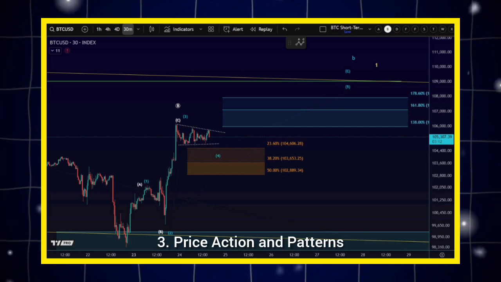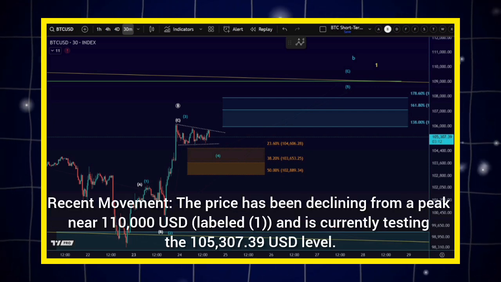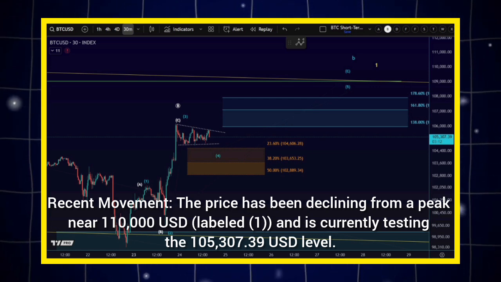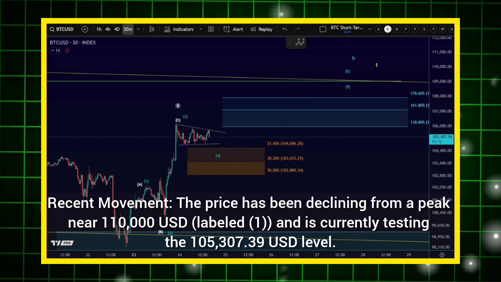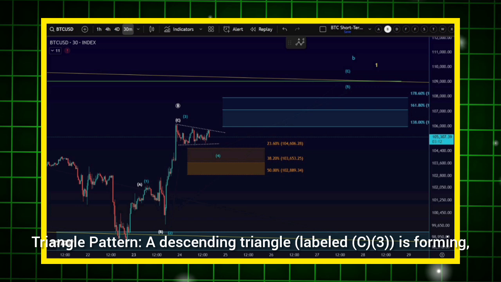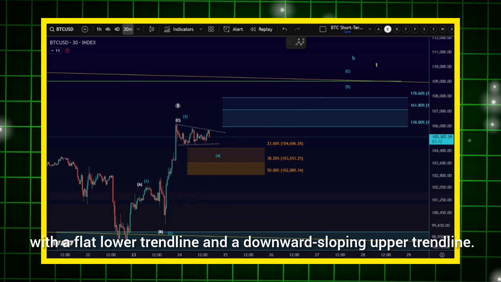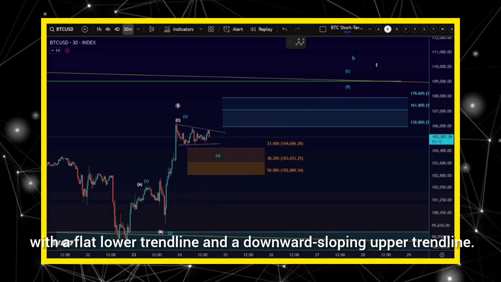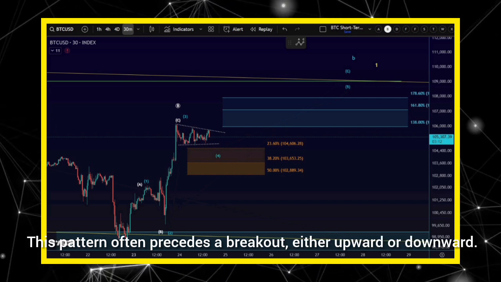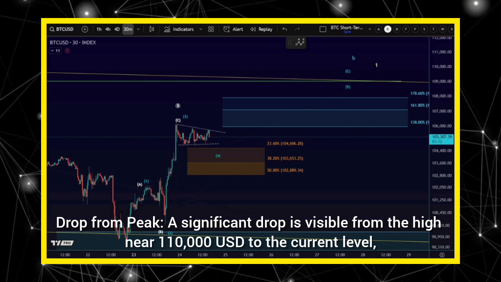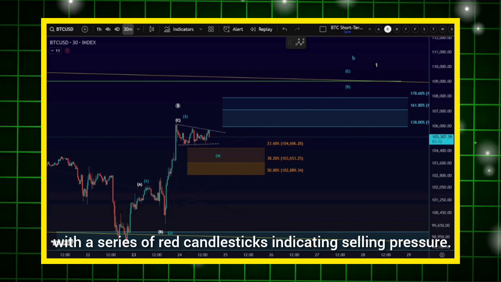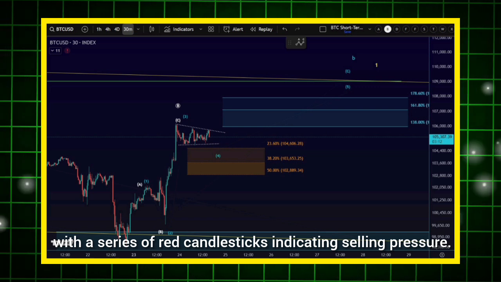3. Price action and patterns. Recent movement. The price has been declining from a peak near 110,000 USD, labeled 1, and is currently testing the 105,307.39 USD level. Triangle pattern. A descending triangle labeled C3 is forming, with a flat lower trend line and a downward sloping upper trend line. This pattern often precedes a breakout, either upward or downward. Drop from peak. A significant drop is visible from the high near 110,000 USD to the current level, with a series of red candlesticks indicating selling pressure.